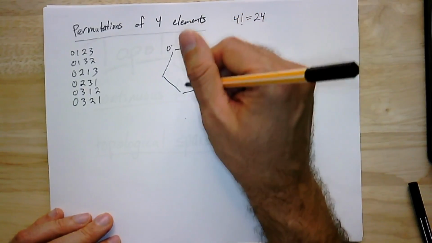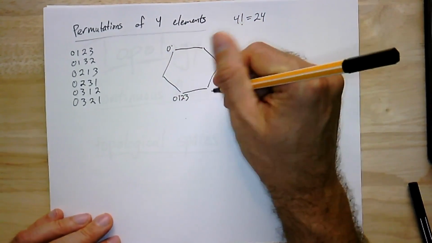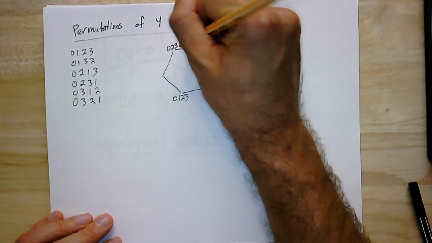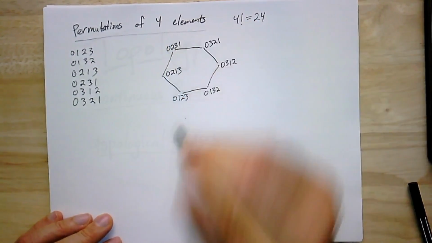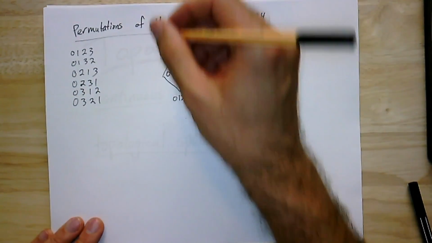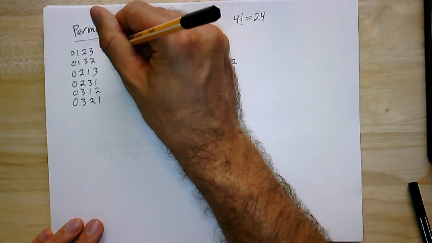So this was, let's start over here, 0, 1, 2, 3, 0, 1, 3, 2, 0, 3, 1, 2, and 0, 3, 2, 1, 0, 2, 3, 1. Hang with me here. Okay. All right, so I know that at least this is a subgraph, and then I've got, for instance, the permutations that start with 1. Let's write those.